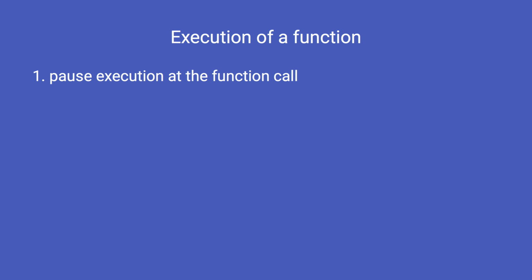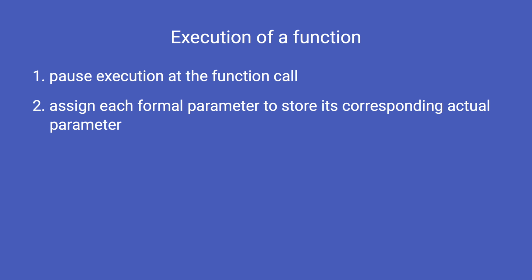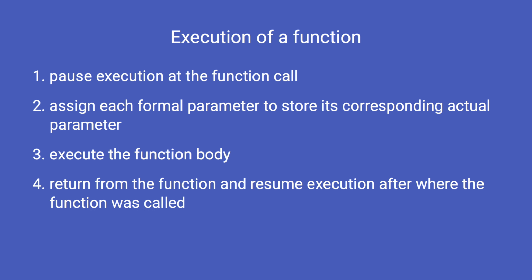When a function is called, the Python interpreter completes 4 steps to execute the function. First, it pauses execution at the function call. Second, it assigns each formal parameter to its corresponding actual parameter. Next, it executes the body of the function. And lastly, it returns from the function and resumes execution where the function was called.